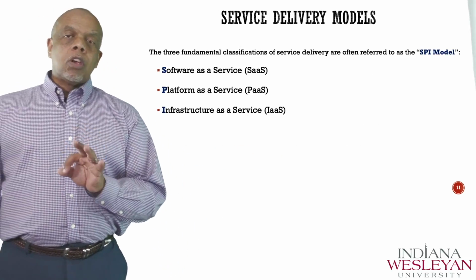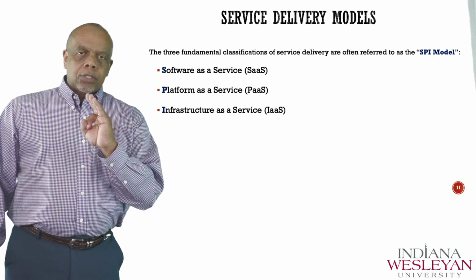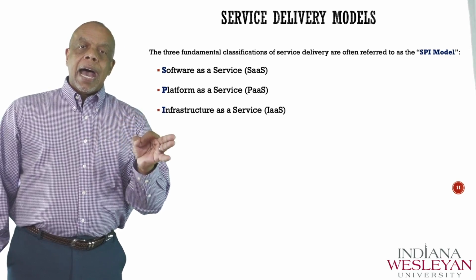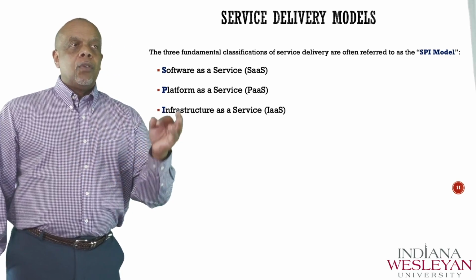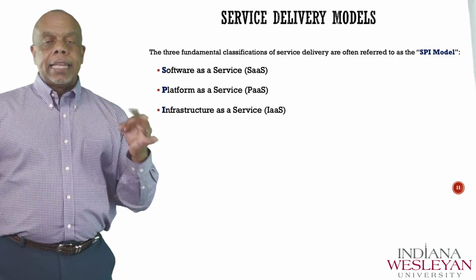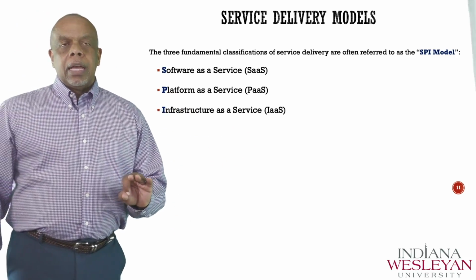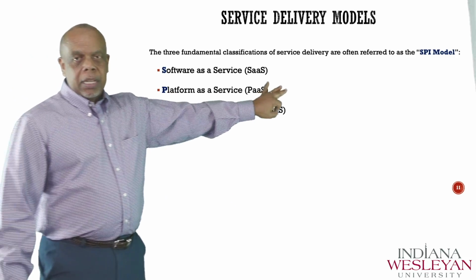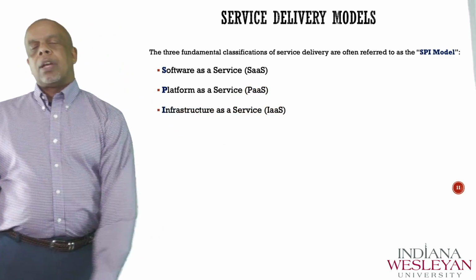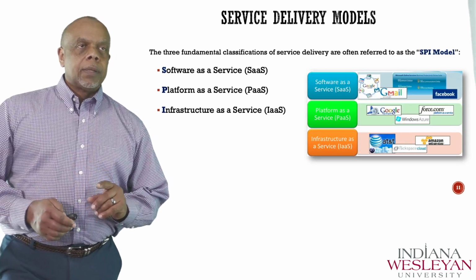So when we talk about services, let's think about three things from a service delivery model perspective. We call this the SPI model. SPI stands for software as a service, platform as a service, and infrastructure as a service. Software as a service, SaaS, if you've ever seen that, that's what that means. Platform as a service, infrastructure as a service. Now, what are we talking about when we say this? Let's look at each one.